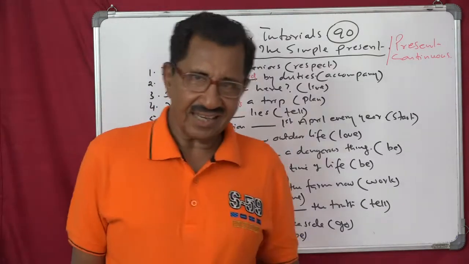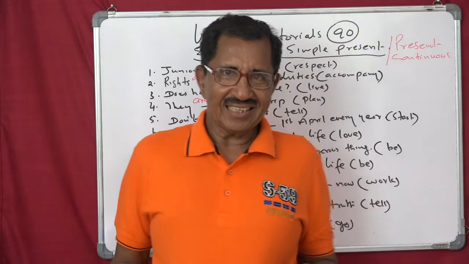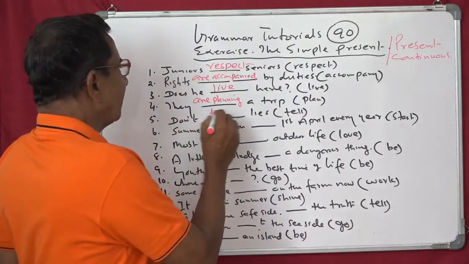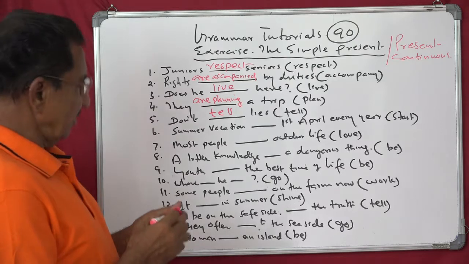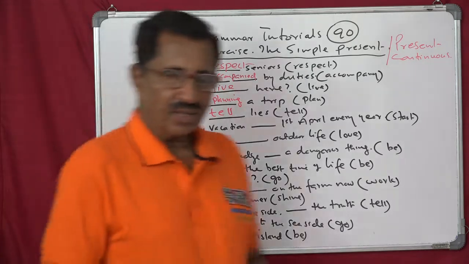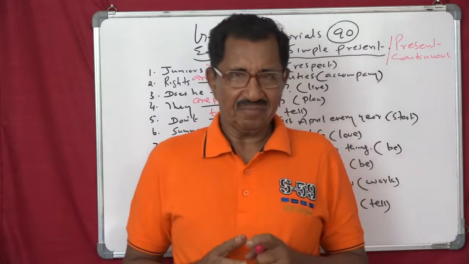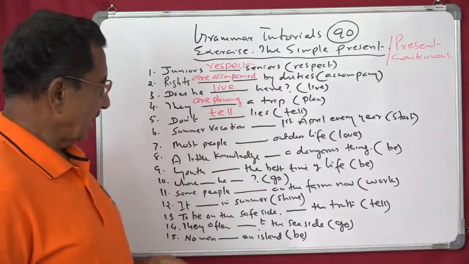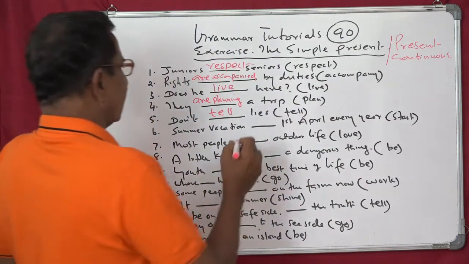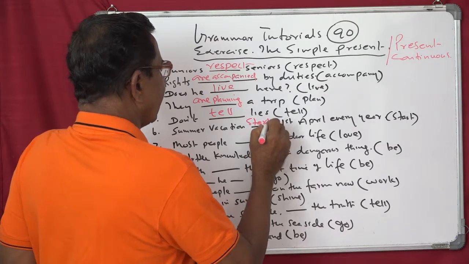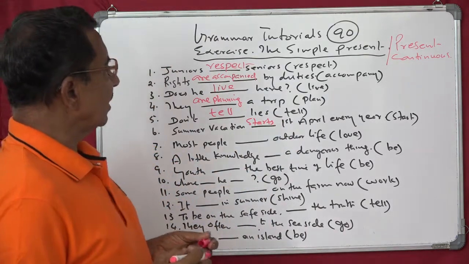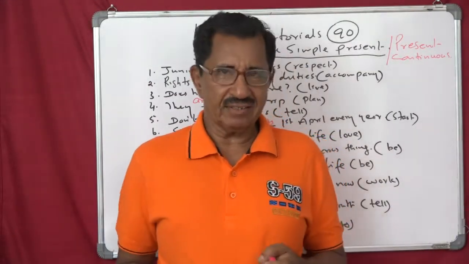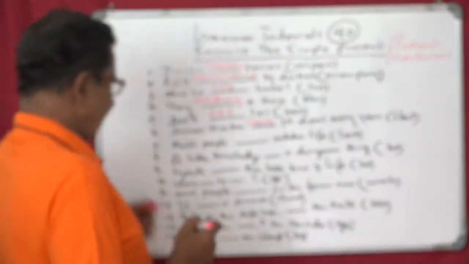Don't tell lies. What is it? It is a general statement. Don't tell lies. Summer vacation, 1st April every year. So that is something that is fixed. Every year we have got a summer vacation in April. So that is starts, simple present. Most people love outdoor life. Most people, it's a general fact. Most people love.